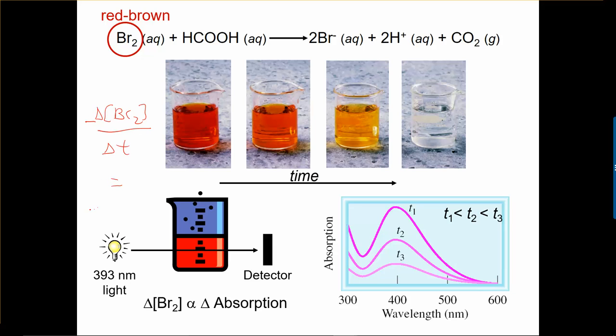That is equal to 1/2 the change in the concentration of H plus over the change in time. Stoichiometrically, the disappearance of this equals 1/2 of the appearance of that. That's how we would relate them.